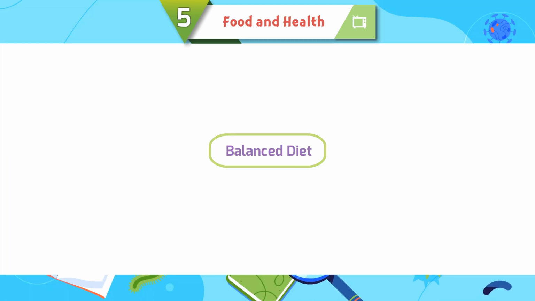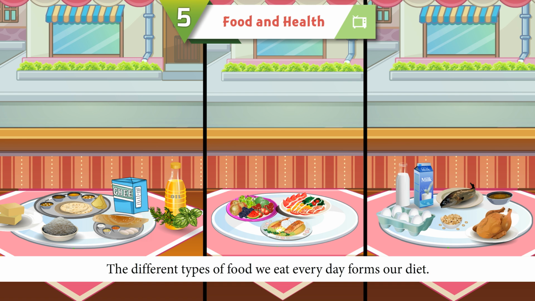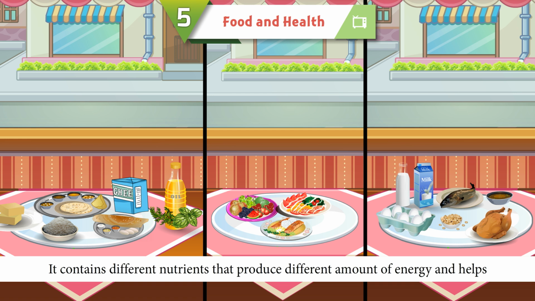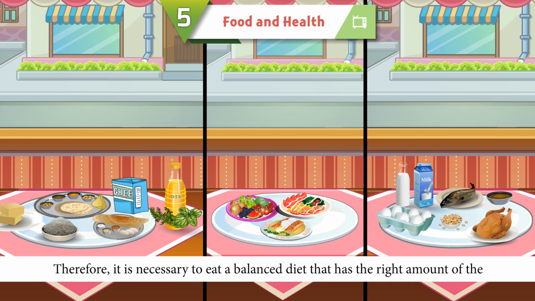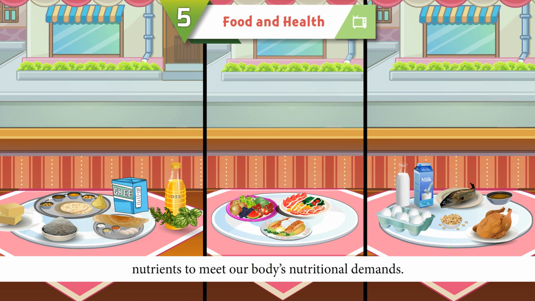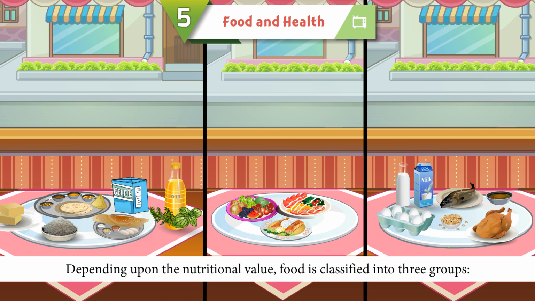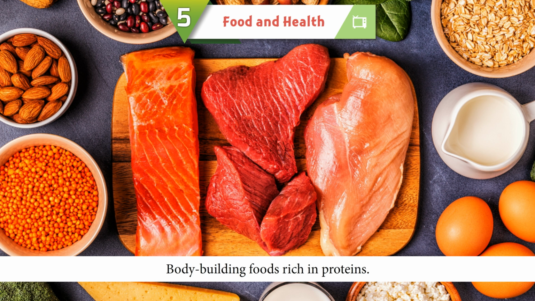Balanced diet. The different types of food we eat every day forms our diet. It contains different nutrients that produce different amounts of energy and help our body in different ways. Therefore, it is necessary to eat a balanced diet that has the right amount of the nutrients to meet our body's nutritional demands. Depending upon the nutritional value, food is classified into 3 groups.